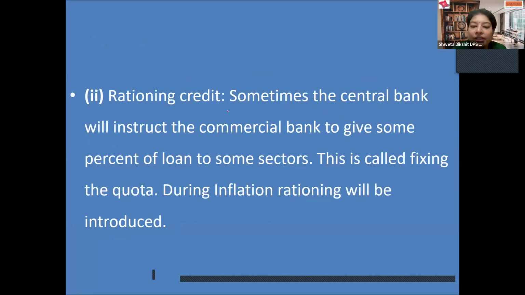Now, rationing of credit. That means this time the commercial banks are instructed to only provide loans on certain things or certain quotas, especially productive loans like educational loans or loans for a business or investment are allowed. Whereas unproductive loans like personal loans, car loans, consumer loans are restricted so that the people do not have the money to buy or demand goods and the inflation in the economy can be controlled.